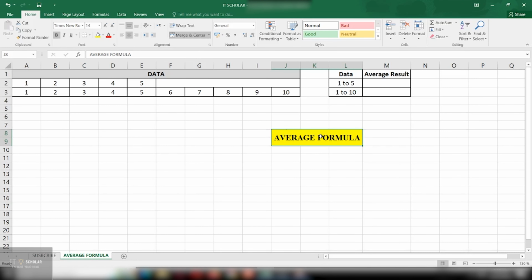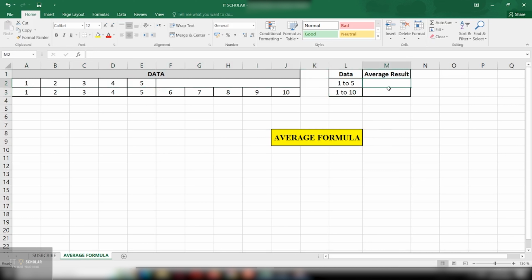The average formula helps us to find out the average of numbers that may be present on rows, columns, and arrays. This formula is simple to use. Like we have our random data over here, which contains different series of numbers, 1 to 5 and 1 to 10. We will find out the averages between these two series. If we calculate the average of 1 to 5, the answer will be 3.